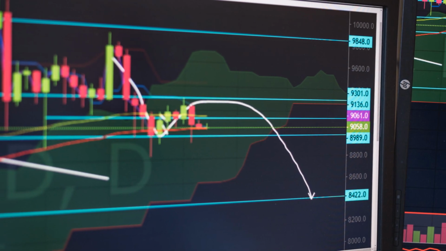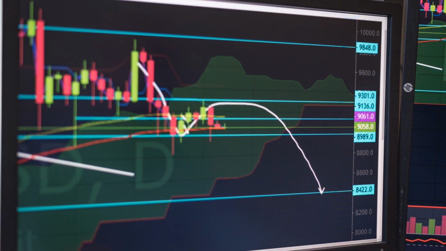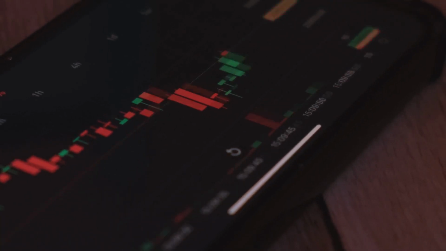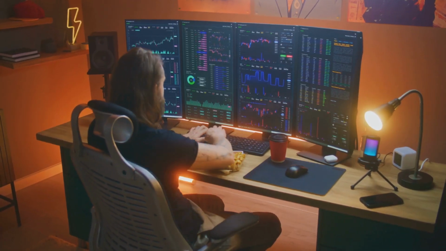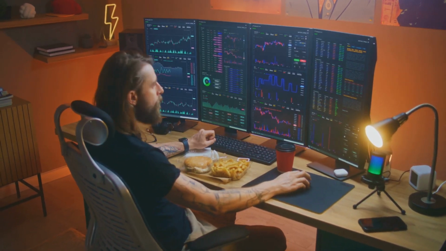The SMA can act as dynamic support or resistance, meaning that its role changes depending on the direction of the price movement. Price often bounces off it during trends, using it as a springboard to continue in the prevailing direction. This interaction provides valuable trading signals, helping traders to make informed decisions about when to buy or sell.